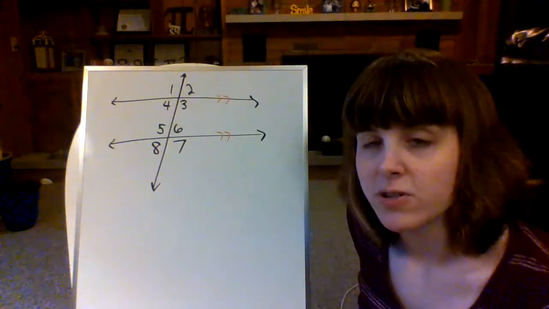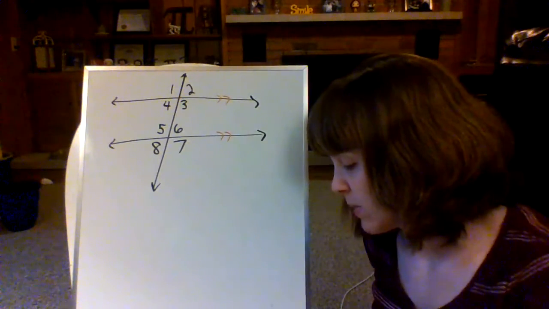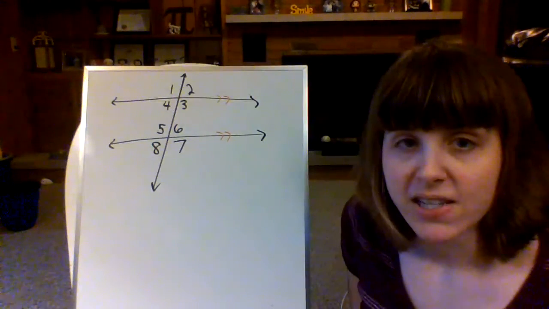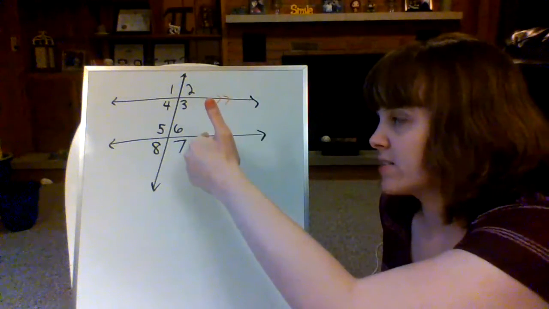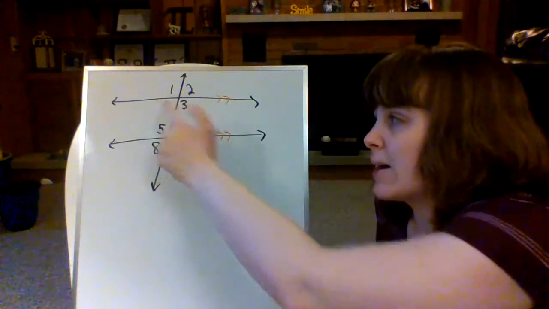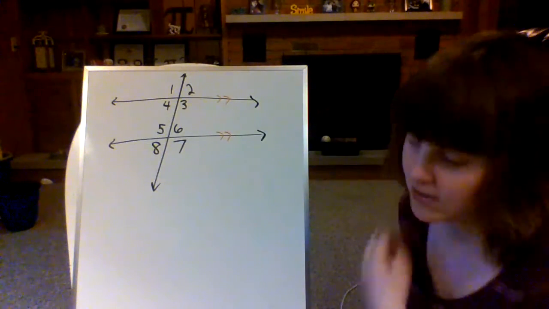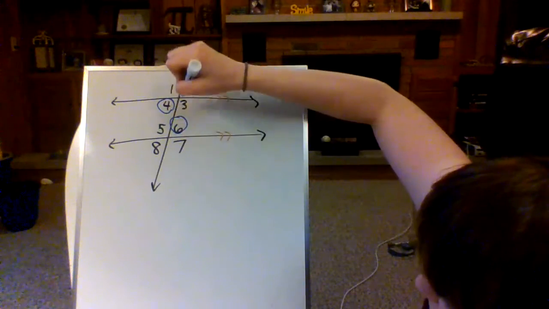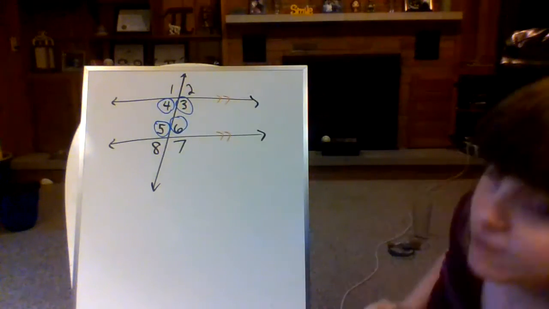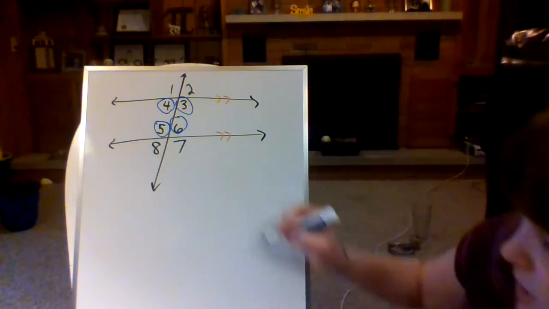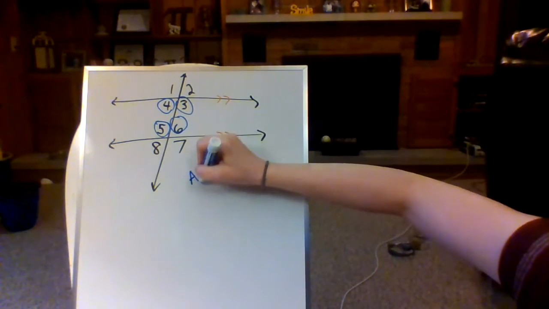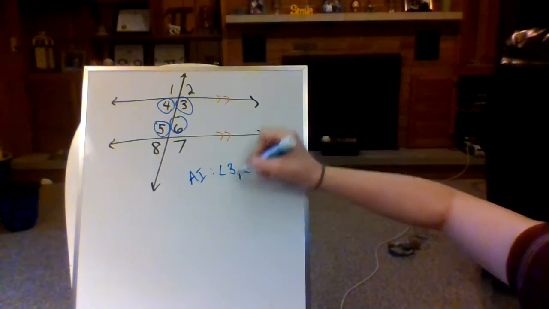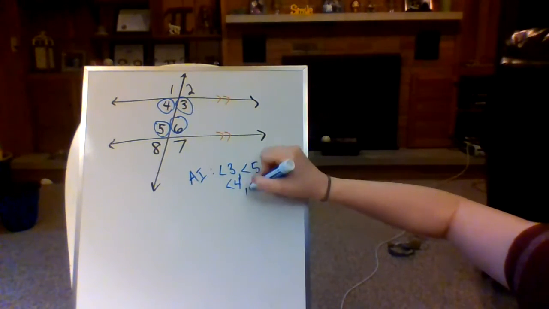Okay, so first of all, let's talk about alternate interior angles. Alternate interior means that they're inside the two parallel lines, that's the interior part, but they're on opposite sides of the transversal. So here, alternate interior would be 4 and 6, and 3 and 5. Okay, so I'm going to write that. Alternate interior, angle 3 and angle 5, and angle 4 and angle 6.